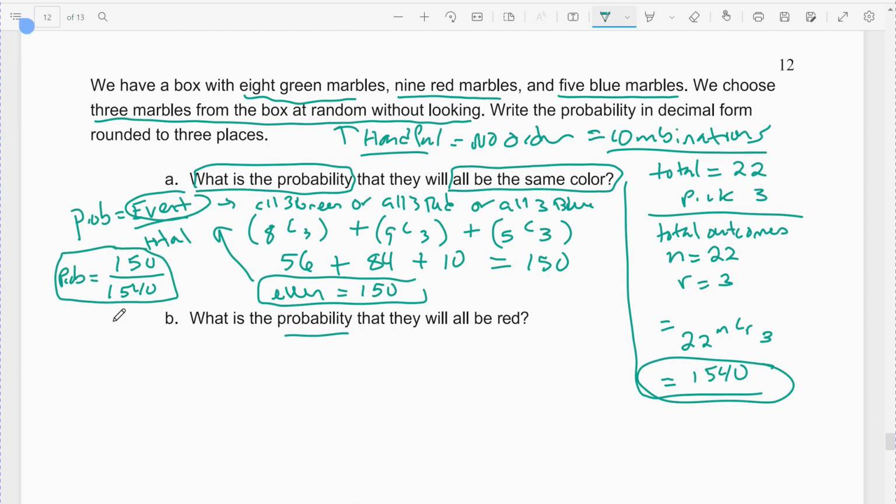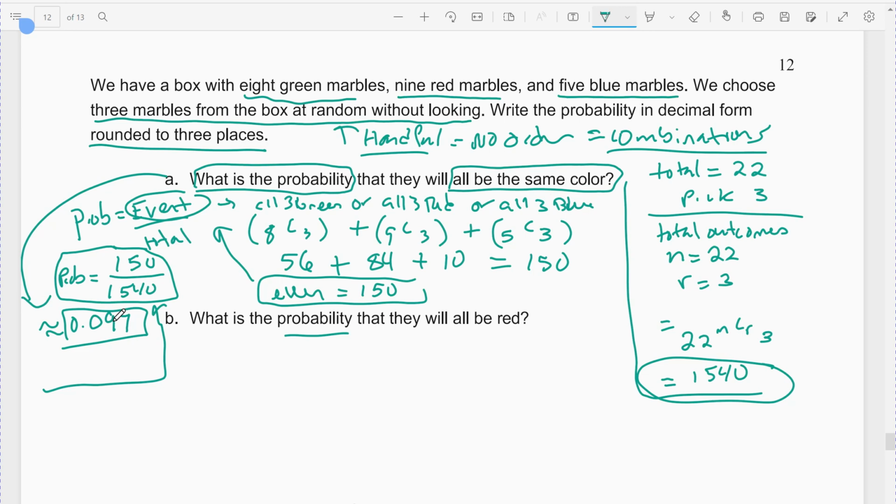Again, it says write the probability as a decimal rounded to 3 decimal places. Alright, so I've got to read the problem carefully. So that's not the answer. I didn't leave myself a whole lot of room to write the answer here. So I take 150 divided by 1,540, round it to 3 decimal places. I'm going to write it below here. So the answer to A comes out to be 0.097. There's the answer to part A.